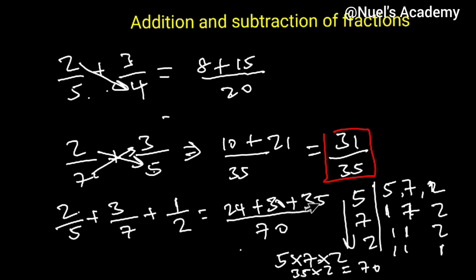So we're going to add the numerators. So 28 plus 30 is equal to 58. Then 58 plus 35 is going to give us 93, then over 70. We can still simplify this to its simplest term, but let's just leave it like this. And so I want you to do this one.